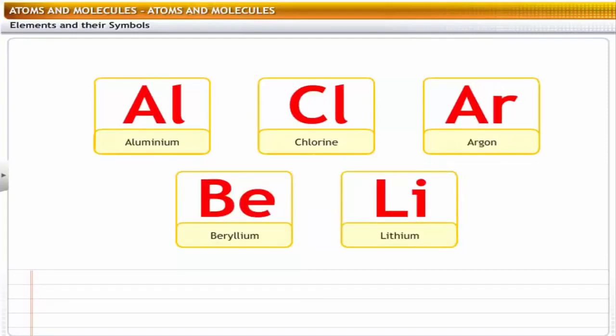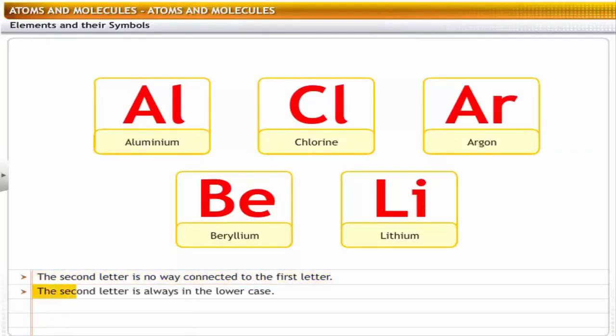All the elements do not follow the same convention. Symbols of some elements were the first 2 alphabets, but the second alphabet is in the lower case. For example, aluminium is represented as Al, chlorine as Cl, argon is written as Ar, beryllium as Be, and lithium as Li.